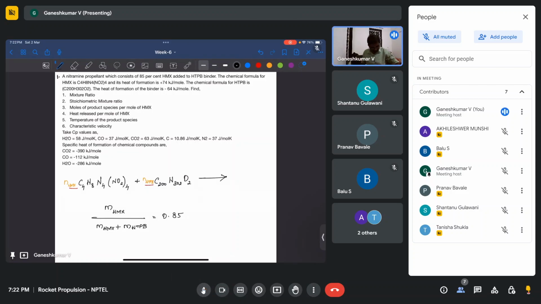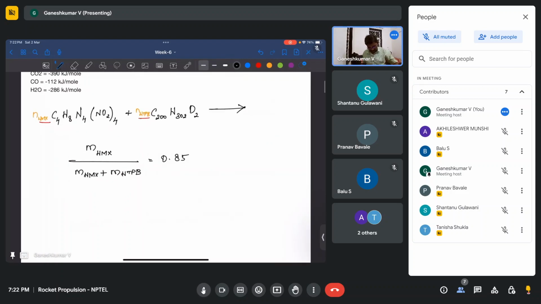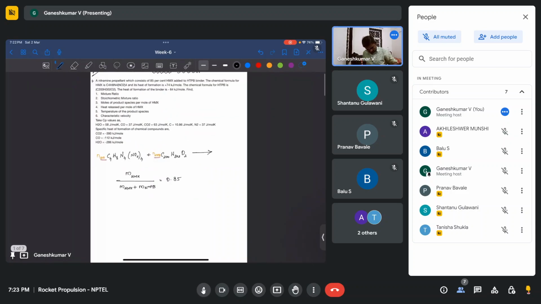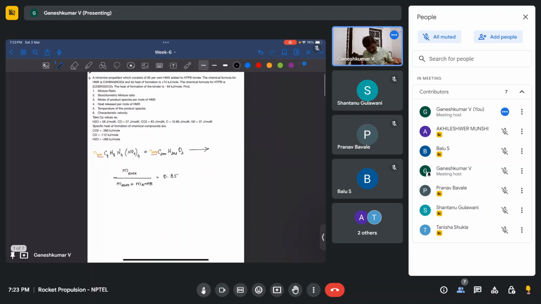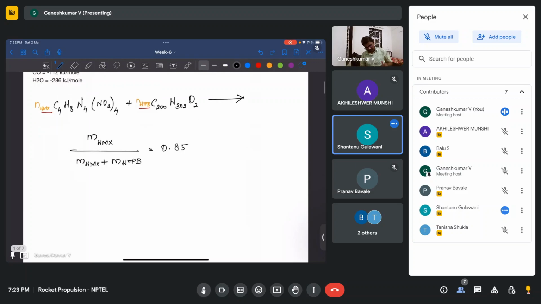Sorry guys. Were you able to get the number of moles of HMX and HTPB? No idea, okay, no problem. You can divide by the respective molar masses to get the number of moles. But we don't really know the total mass, right? So we may need to assume something.